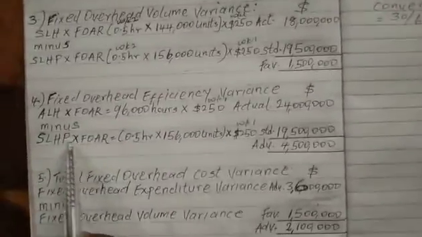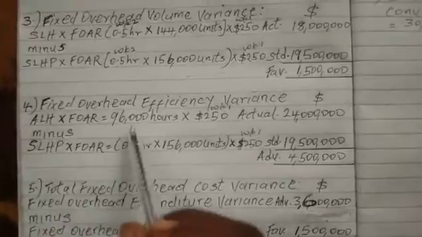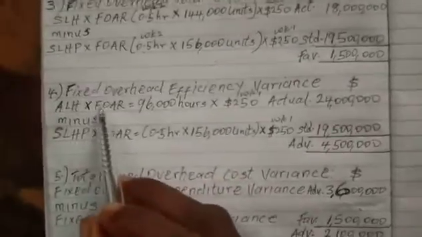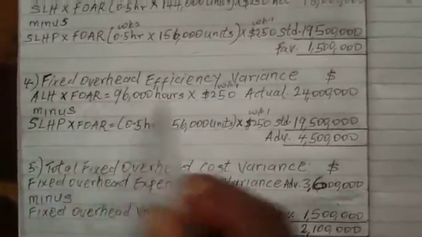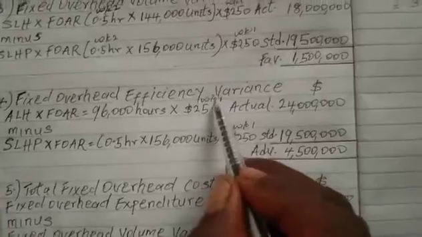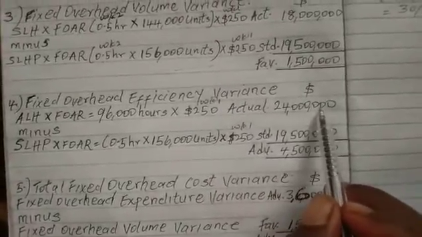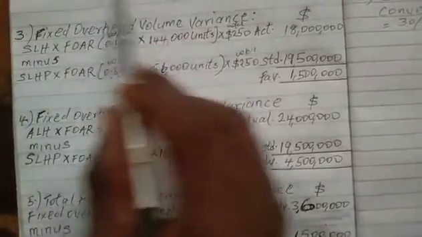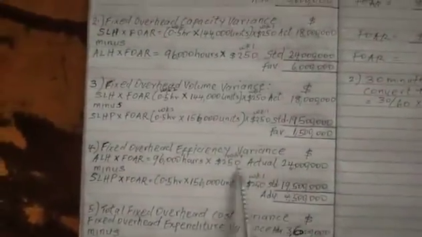Bring it here, look at it. Actual labor hour, that is 96,000 hours. That's been explained. Multiplied by fixed overhead absorption rate, that is 250. Working one has been explained. Then it gives you $24 million. $24 million as in the fixed overhead capacity variance. Look at it, the same thing. Just bring it here. Look at it, $24 million.